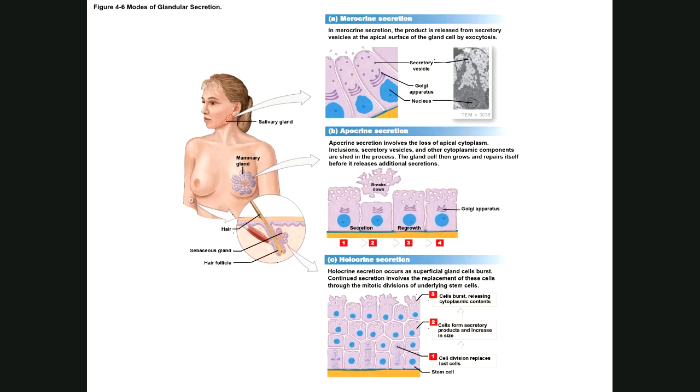Okay. And you can see here the different types of gland and secretion. If it's a little liquid, it's merocrine. If it has pieces of the cell, it's apocrine. Here are the whole cells that come off. This is holocrine. And here's sebaceous gland that secretes sebum into the hair follicle, if you will.